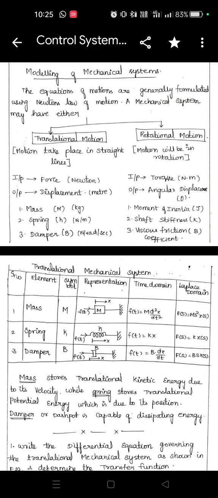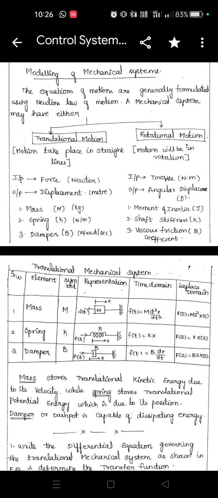Hello everyone, in this video we are going to discuss the modeling of mechanical systems. The equations of motion are generally formulated using Newton's law of motion. A mechanical system may have either translational motion or rotational motion. In translational motion, motion takes place in a straight line. In rotational motion, motion will be in rotation.